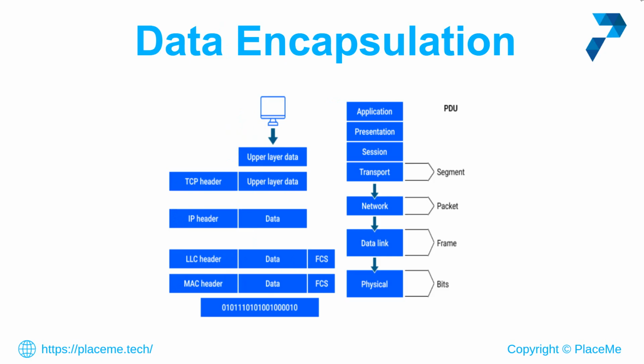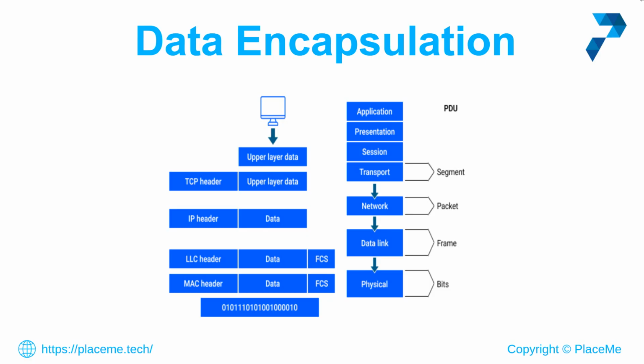Next, let's talk about data encapsulation. When a host sends data across a network to another device, the data undergoes encapsulation. This means that additional protocol information is added at each layer of the OSI model to ensure smooth communication. Each layer of the OSI model communicates only with its corresponding layer on the receiving device. This exchange happens using protocol data units or PDUs.